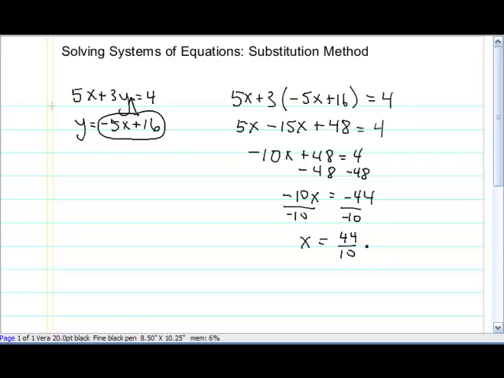Divide by -10, and we have x equals 44 tenths. And we can divide that by 2, the top and bottom, to reduce the fraction, and we have 22 fifths. And negative divided by negative is positive.